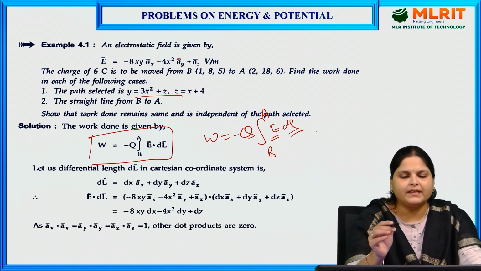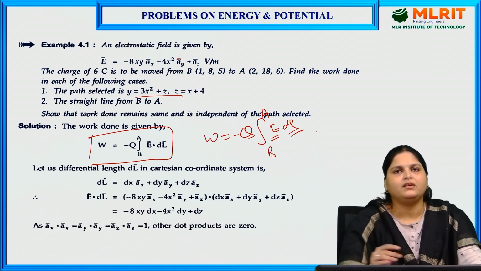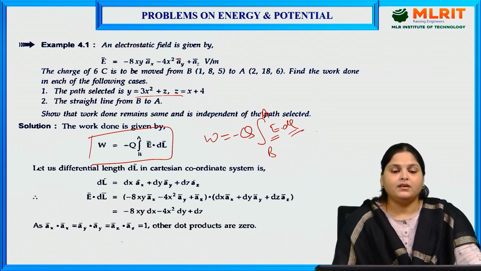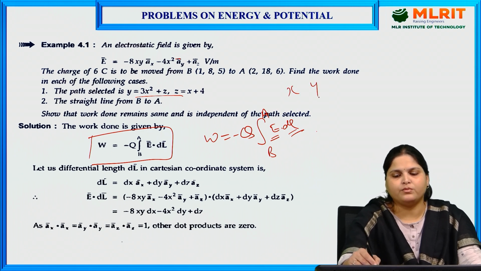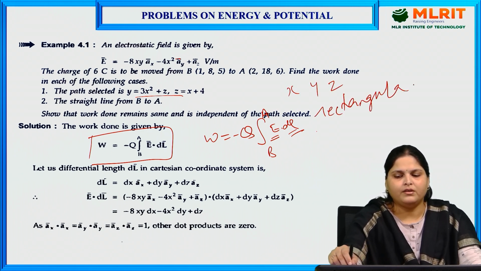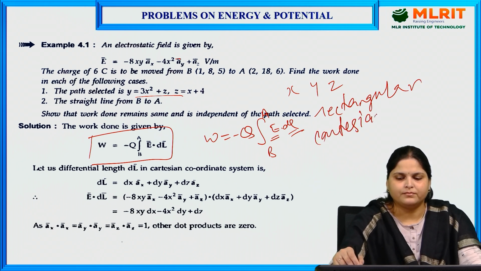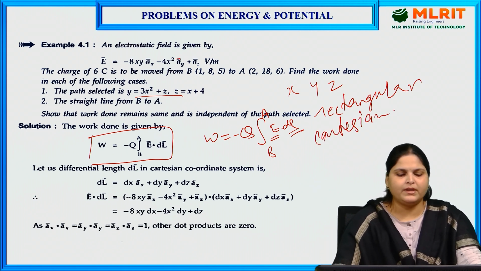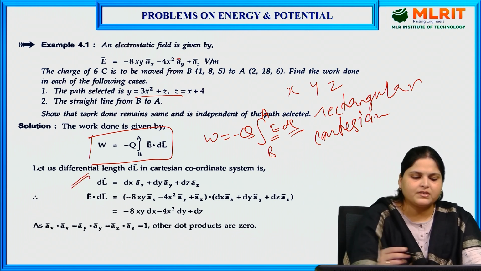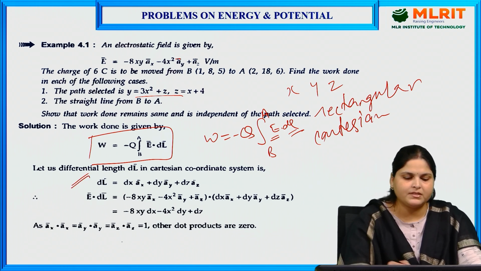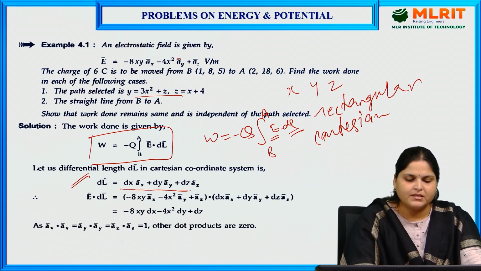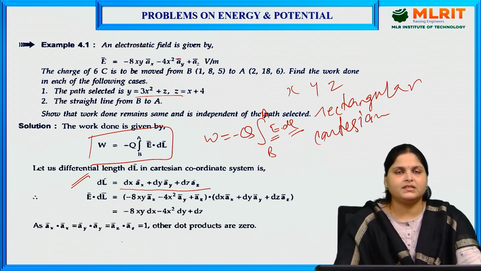As we can clearly see from the question, this question is in the rectangular coordinate system. That means the coordinates will be x, y, z, the rectangular or Cartesian system. We have already discussed that the differential length in the Cartesian coordinate system is dx ax plus dy ay plus dz az.